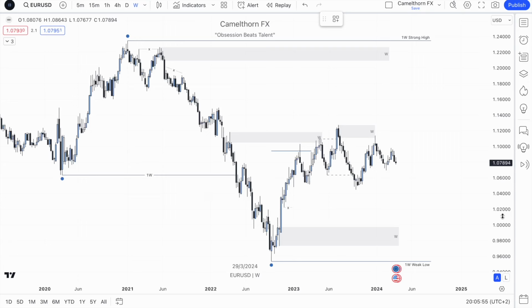Now again, the reason I do these market forecast videos is to show you guys practically how this specific trading approach can be used in order to identify and establish a directional bias, and also to identify high probability areas where you can look for trading opportunities.